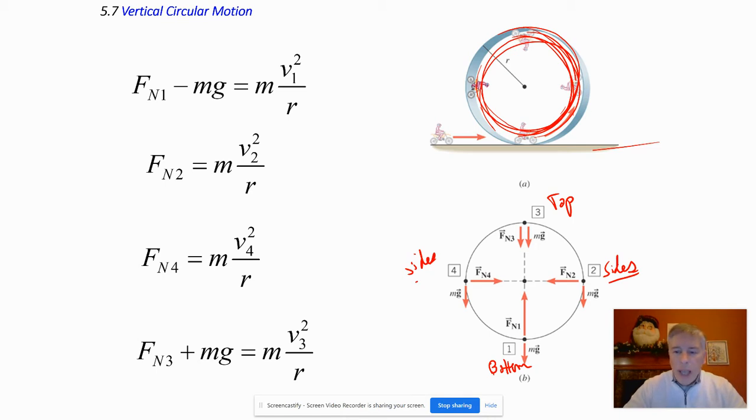The first one I'm going to look at is at the bottom. And if you notice, what this picture is showing is a free body diagram. It's showing a dot to represent the object, and then it's showing all the forces that are acting on that object.